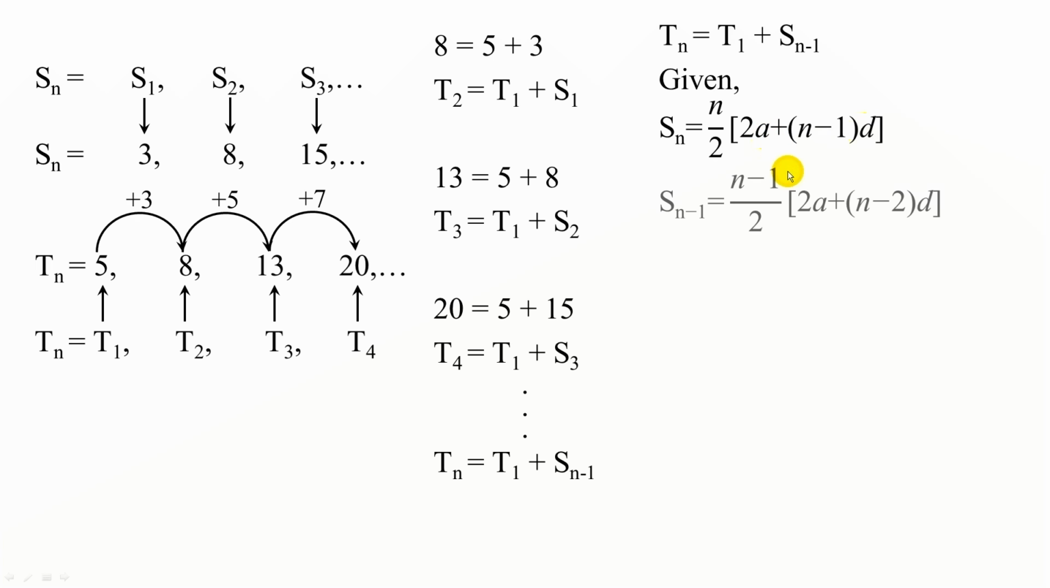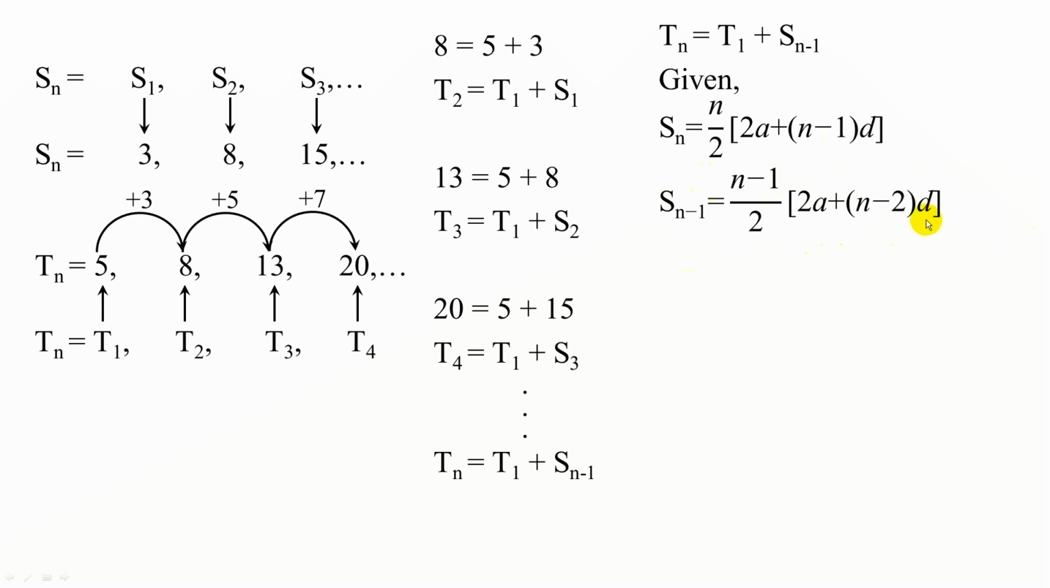Be careful. Now I want to focus on this one, Sn. Because I want to change to Sn minus 1, not Sn, right? So I need to change this subscript n to become n minus 1. So you need to substitute the n to be n minus 1. That's why you get n minus 2 here, because you need to minus 1 again. It is n minus 1 minus 1, so that you get n minus 2. This one is replaced with n minus 1. So this is the formula for Sn minus 1.